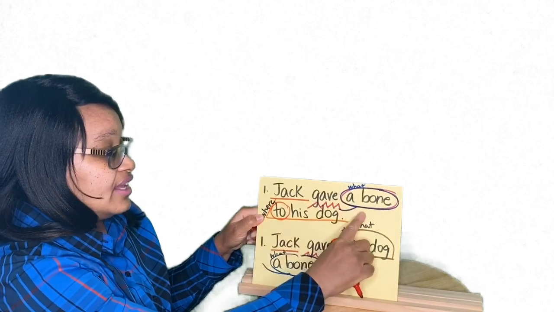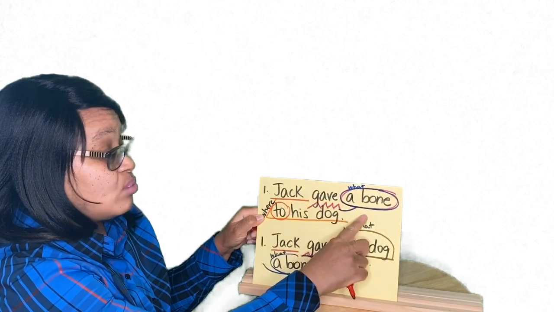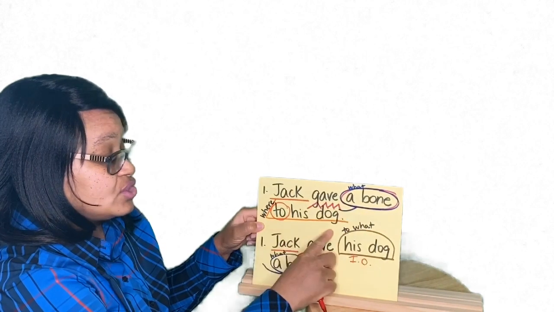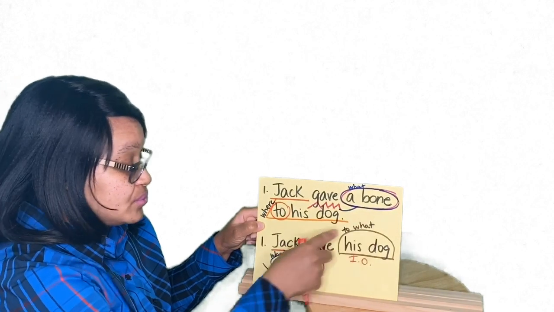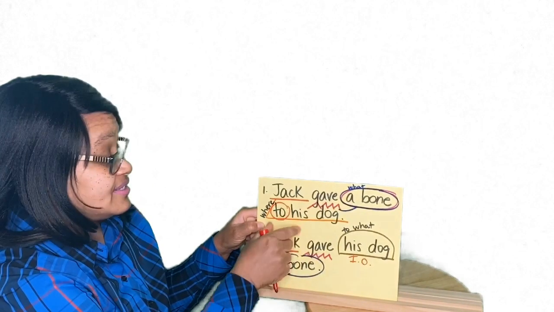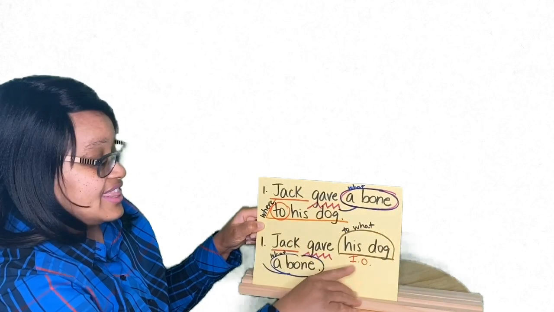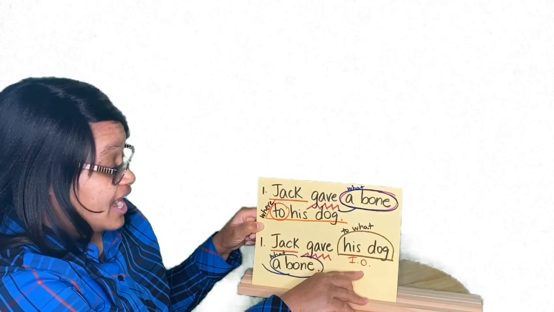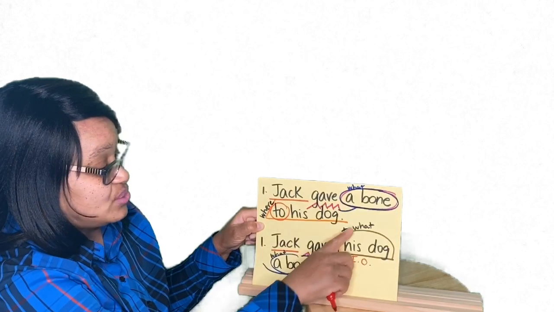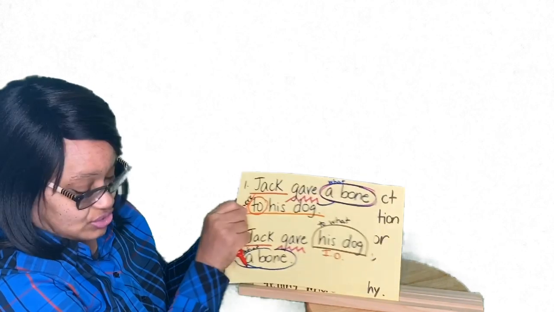Because here the direct object was bone. Jack gave what? A bone. Where? To his dog. But we moved his dog, we moved this part of the sentence in front of the what. And it became the indirect object. Jack gave to what? His dog a bone. Let's try this one.